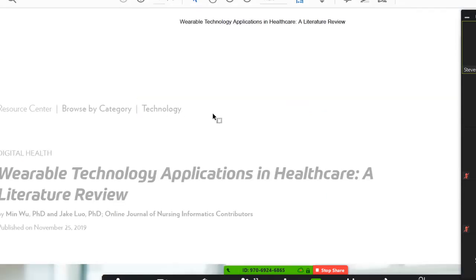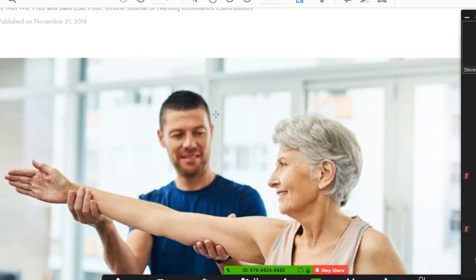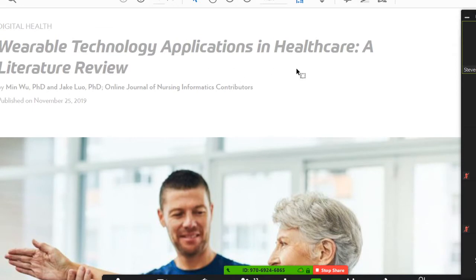So that's the paper I mentioned. I sent it to you already. So this is a literature review. A literature review is like they summarize all the current technology used for wearable technology in healthcare. So this is a very good paper. You no need to read lots of papers. They already read for you. They summarize all the directions and also the applications and the future directions.